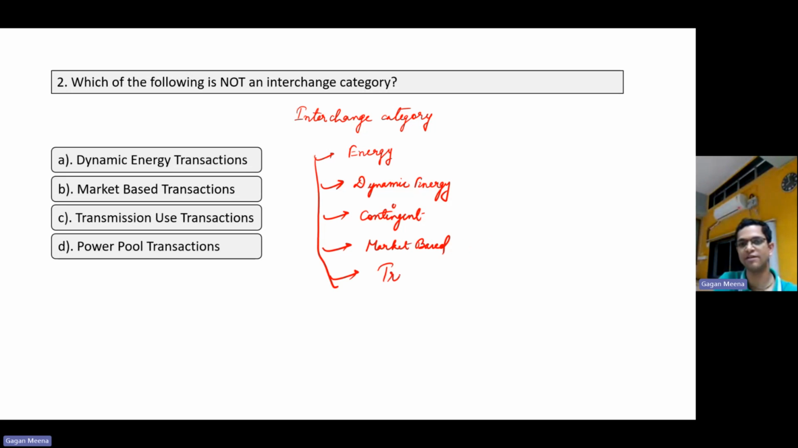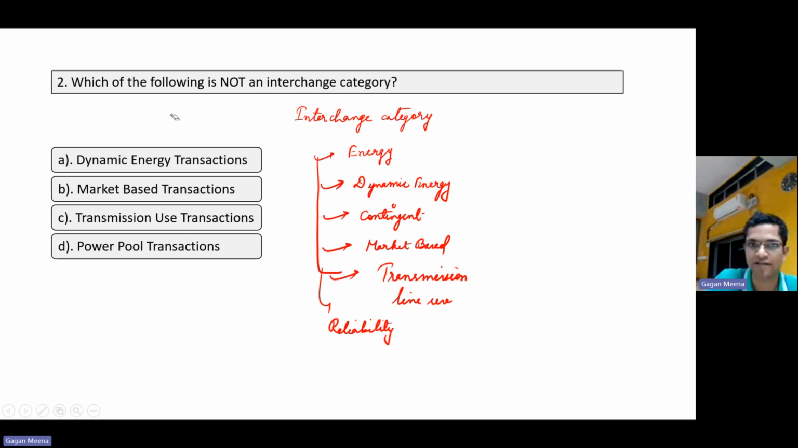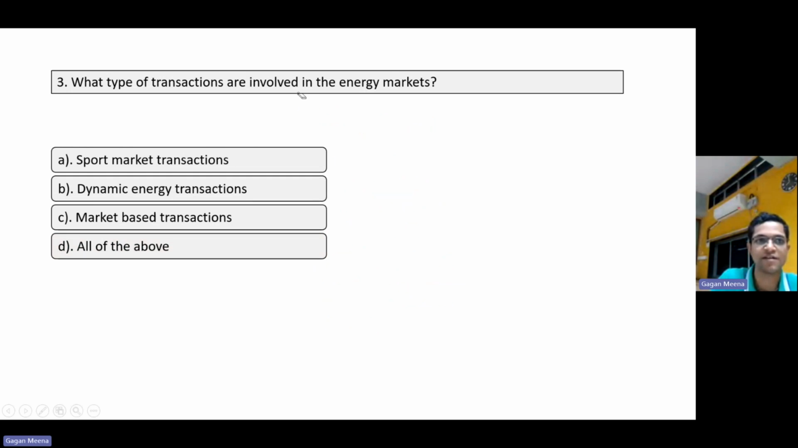Fifth one was transmission line use. Here we saw different methods of cost allocation for transmission line use: postage stamp method, megawatt mile method, and jointly owned transmission lines. Then we also saw the wheeling associated problems. And the last one was reliability. So now we can easily check which one is not here. Dynamic energy is there, market is there, transmission is there, but power pool transaction is not an interchange category. So D is the answer.